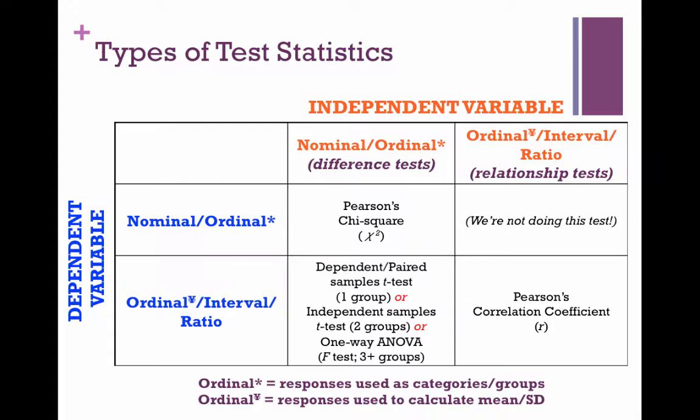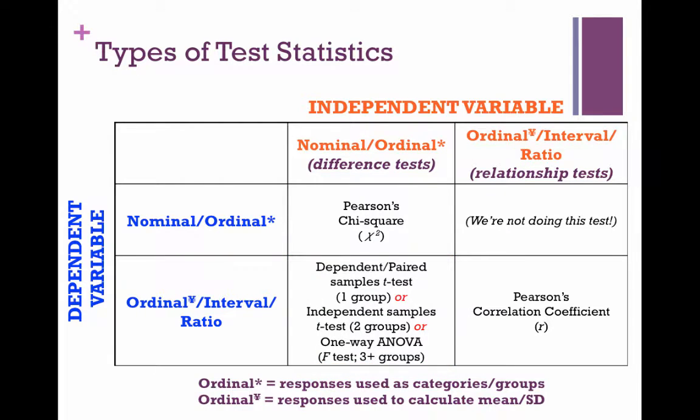And if our independent variable is nominal or ordinal, and our dependent variable is also nominal or ordinal, then this is when we're going to conduct a chi-square test analysis. But if our dependent variable, if our outcome is ordinal, in the sense that we can calculate a mean and standard deviation and make sense of that mean and standard deviation for this ordinal variable, or if it's continuous or discrete, that's interval and ratio, then we're going to run either a dependent or paired samples t-test if we have one group, or an independent samples t-test if we have two groups, or if we have three or more groups, then we're going to do the ANOVA, the F-test.